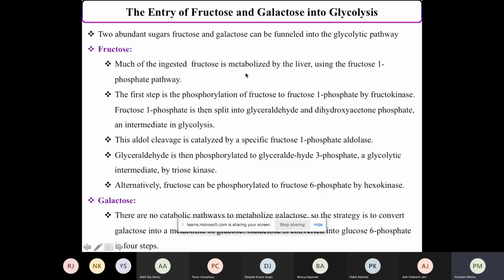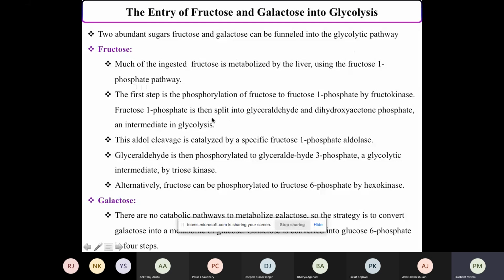So much of the fructose that is present is metabolized by the liver using the fructose 1 phosphate pathway. It will use a different enzyme and make fructose 1 phosphate. So the first step of phosphorylation is fructose to fructose 1 phosphate, and the enzyme is a similar kind of enzyme, but it has specificity for fructose. So it is called fructokinase. Then this fructose 1 phosphate is split into glyceraldehyde and dihydroxyacetone phosphate. Now you remember glyceraldehyde and dihydroxyacetone phosphate are intermediates of glycolysis, and these products can enter there.